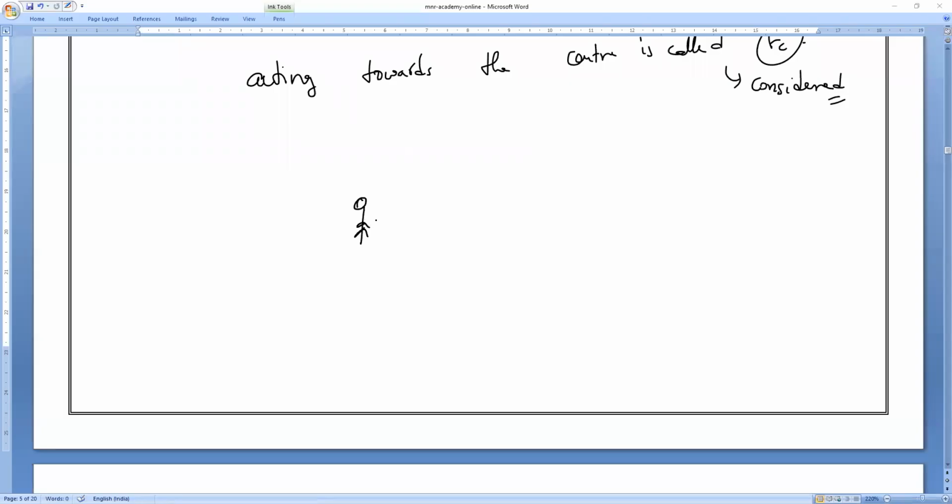One boy is standing here having a string of radius r, and the ball is started moving with a particular angular velocity, and having a mass m. So now calculate the string. What is the tension in the string? That is what we have to calculate now. So how to calculate tension in the string?